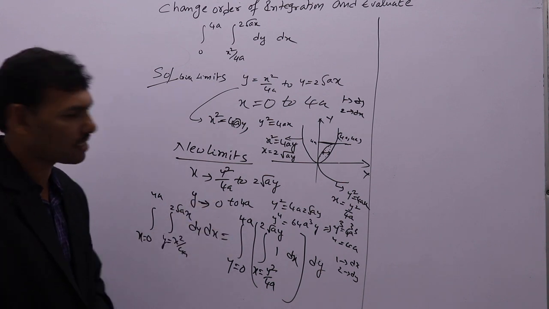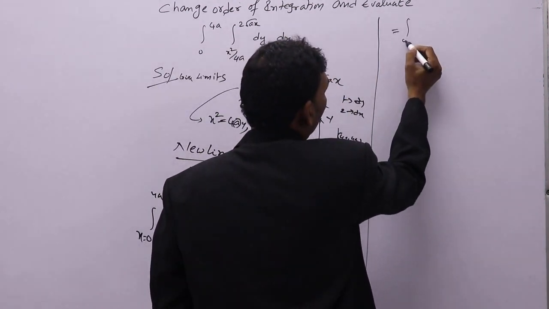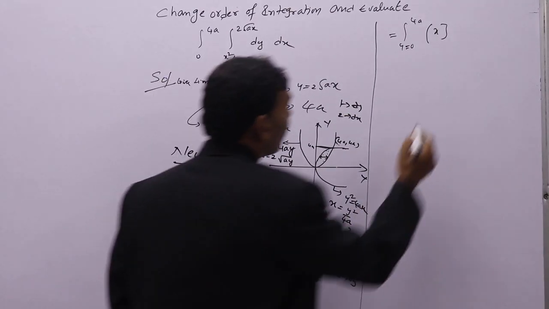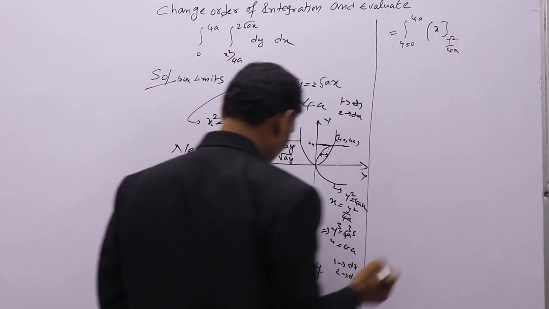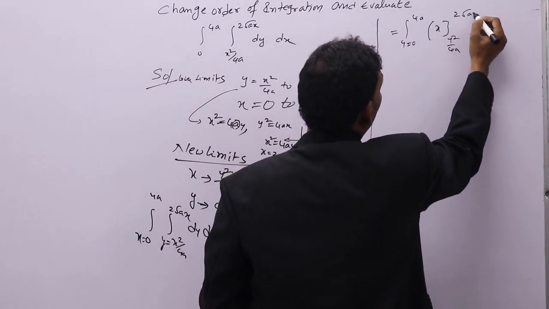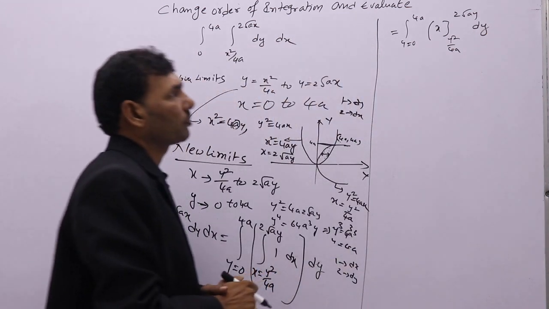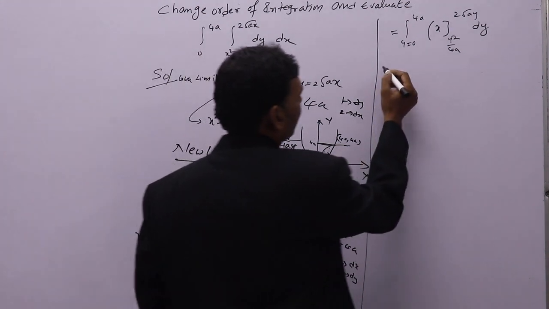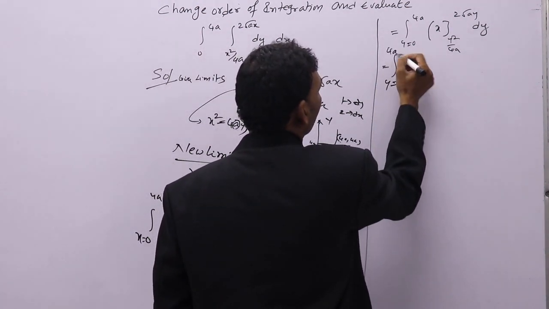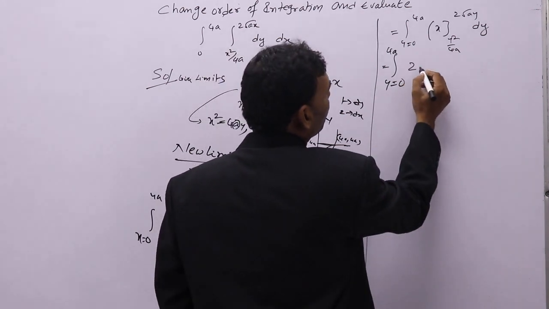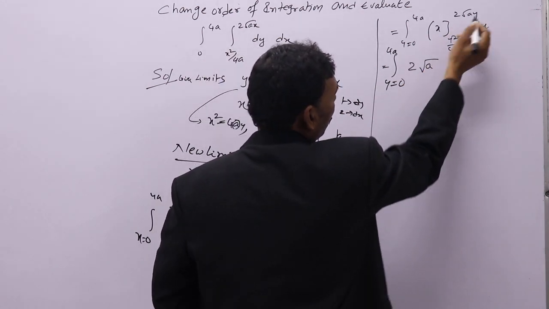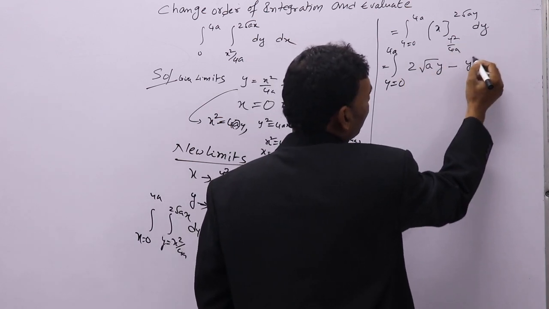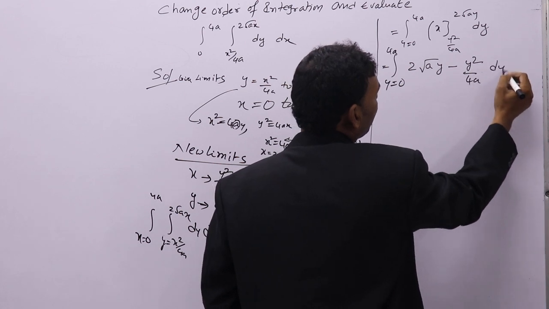Integral 1 dx is x. y will be like that, y equal to 0 to 4a, x with limits from y square by 4a to 2 root ay, dy. Now write in the place of x the upper limit and lower limit. y equal to 0 to 4a, 2 root a root y minus, if you write the lower limit, y square by 4a, dy.